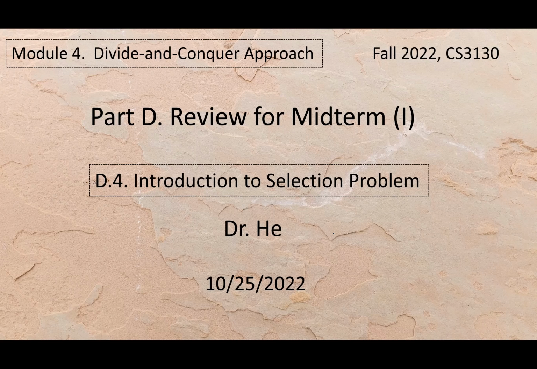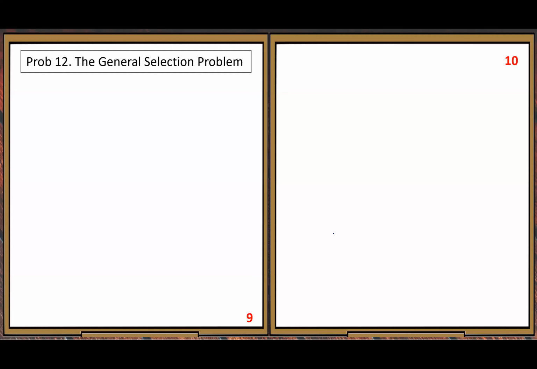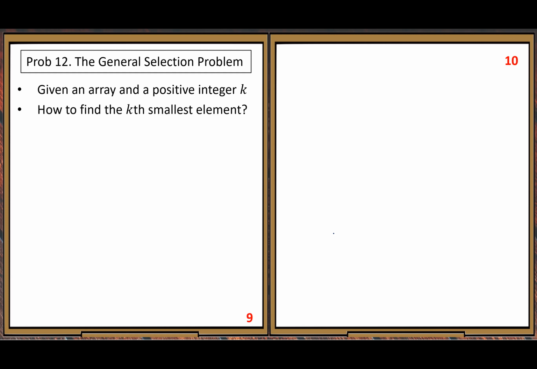Then the last thing, remember, we have one small topic left in part B. Here, let me complete it. Let me just use about 10 minutes to complete the selection problem. First, the general selection problem. Given an array and a positive integer k, we want to find the kth smallest element. That's the general selection problem.